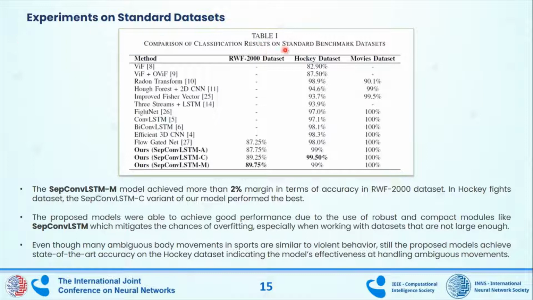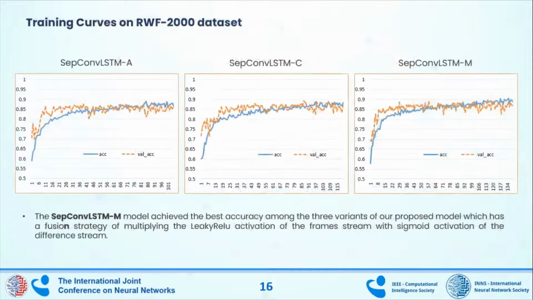Here we can see the classification results on standard benchmark dataset. We can see that the SEPCON LSTM M variant of the proposed models achieved more than 2% margin in terms of accuracy in RWF 2000 dataset. In hockey fights dataset, the SEPCON LSTM C variant achieved the best performance. The proposed models were able to achieve good performance due to the use of robust and compact modules like SEPCON LSTM, which mitigates the chances of overfitting. Here are the training curves on RWF 2000 dataset.